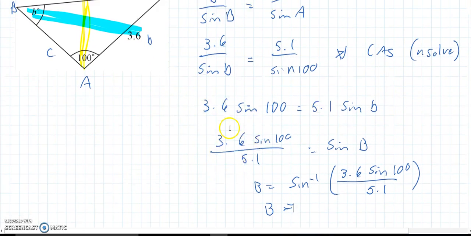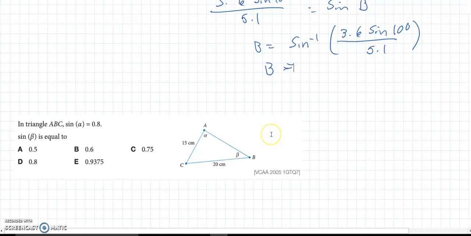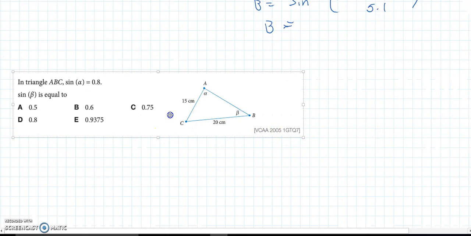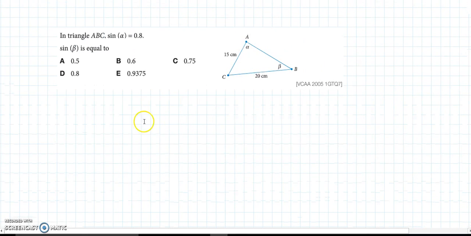Alright, now, the reason we want to show all the working steps is because sometimes there's a question like this. So this is a past exam question. In the triangle ABC, sine alpha equals 0.8, sine beta is equal to. Note the key here is they're not asking us to find beta. They're asking us to find sine beta.